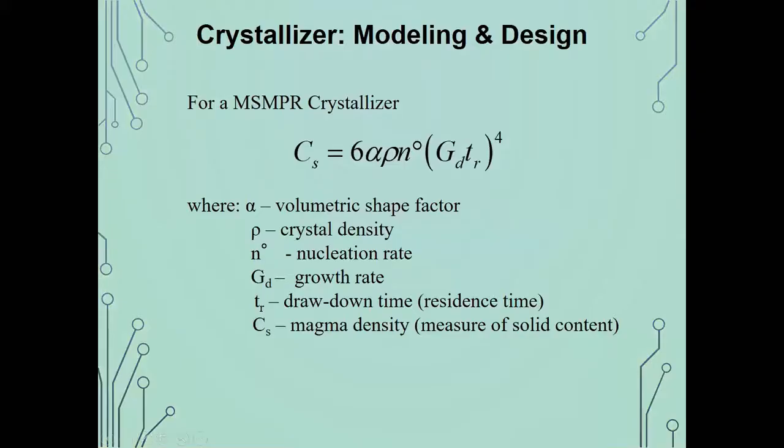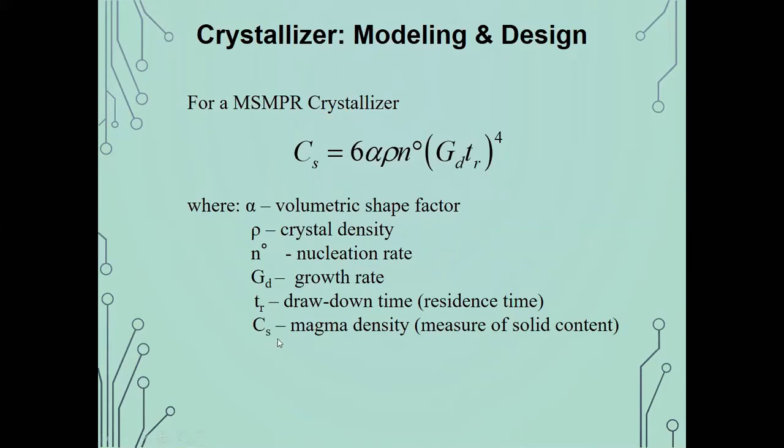Now, speaking of the mixed suspension, this is the MSMPR type of crystallizer, mixed suspension, mixed product removal type of crystallizer. And this particular formula is applicable to the last group of crystallizers I've just discussed. It's because a certain amount of the old magma that has grown to a certain size is kept within a pool inside your crystallizer unit while a new one is being processed.